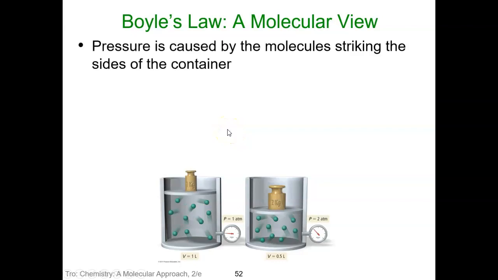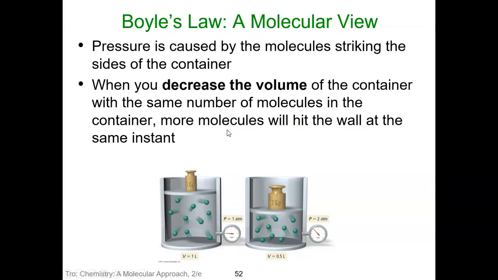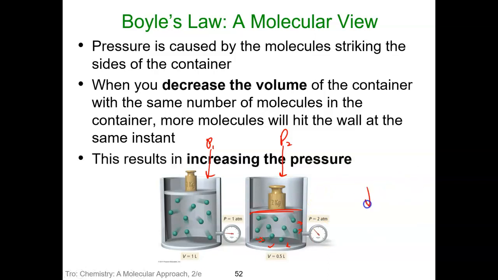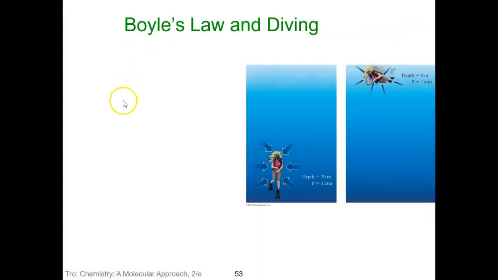So we look at this on a molecular view. Pressure, again, is the molecules hitting the side of the container. So when we decrease the volume, the molecules are now hitting the container more often, right? Here's our first volume, here's our second volume, P1, P2. We've increased our pressure, and so now the molecules are hitting the sides of the container more often. If they hit the sides more often, it increases our pressure. So if we decrease that volume, we increase that pressure. They are inversely related.